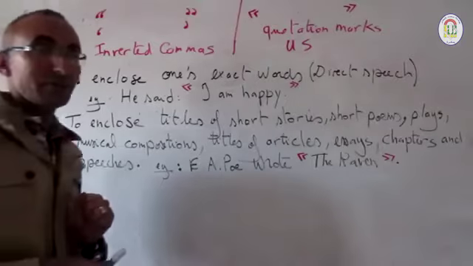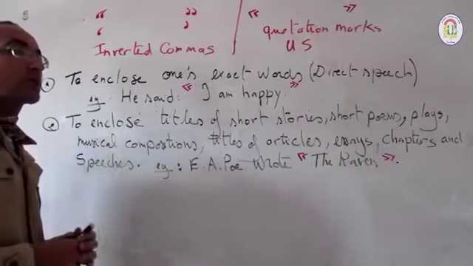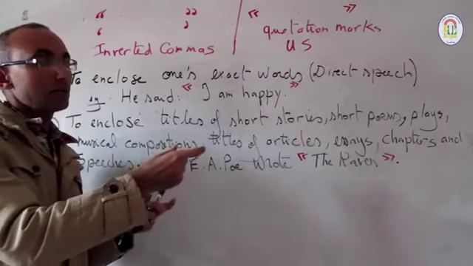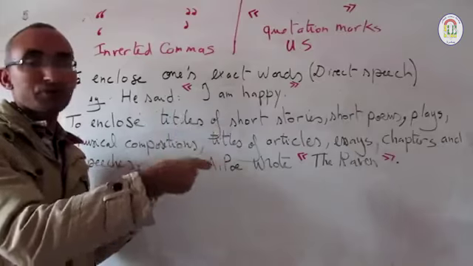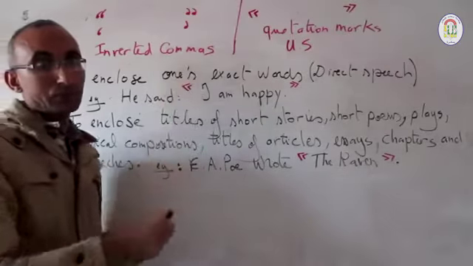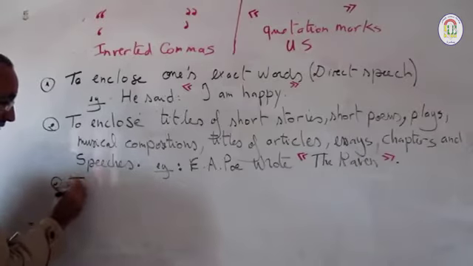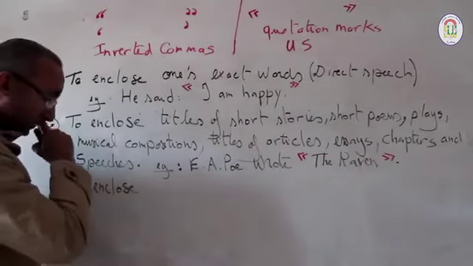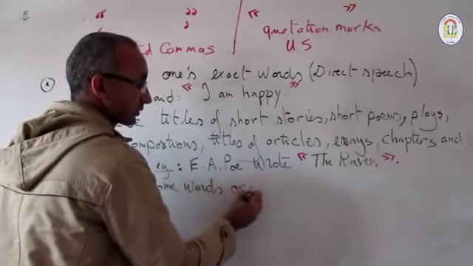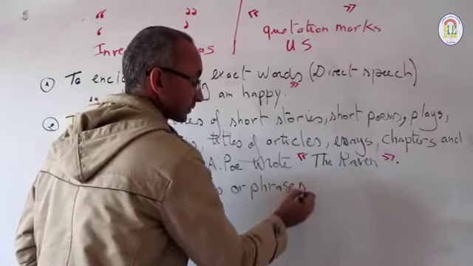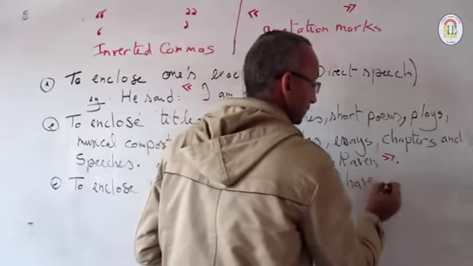Also, we have another important use of this mark. Sometimes we want to distinguish particular words or phrases which have special meaning or sense from the rest of our writing. We place them between two quotation marks. Example: to enclose some words or even phrases that have special use or special sense.